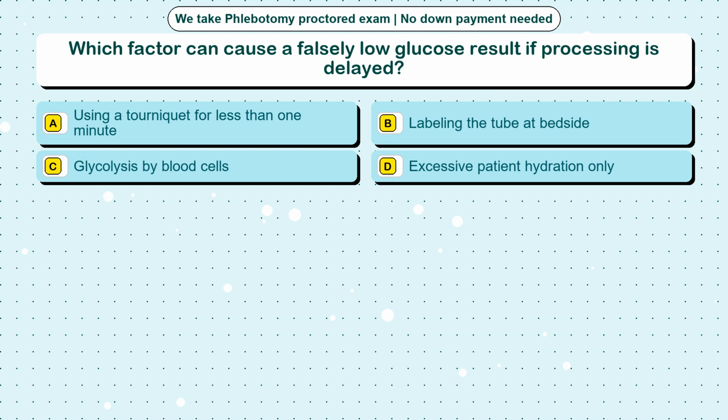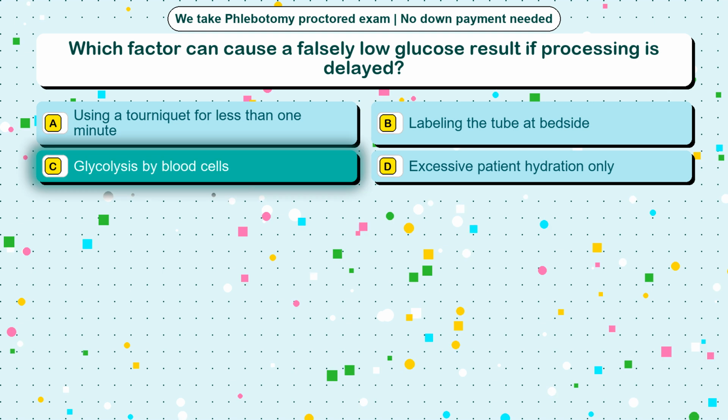Question 51. Which factor can cause a falsely low glucose result if processing is delayed? Option A, using a tourniquet for less than 1 minute. Option B, labeling the tube at bedside. Option C, glycolysis by blood cells. Option D, excessive patient hydration only.